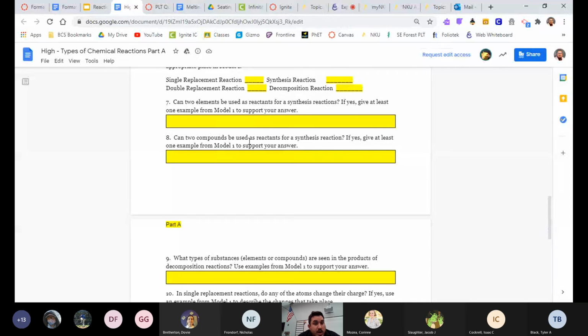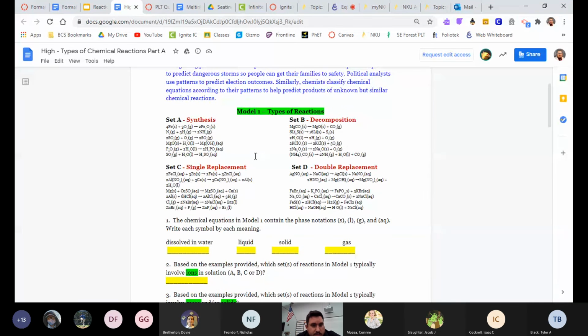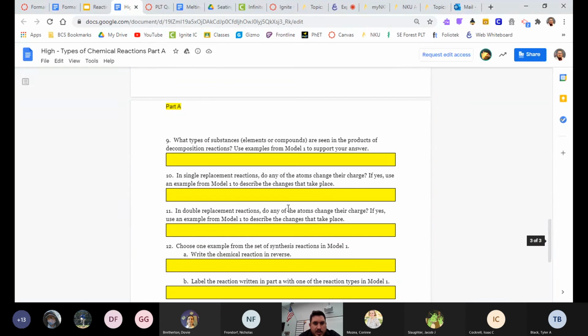Can two compounds be used as reactants for a synthesis reaction? Let's go back up here to synthesis. Can I have two compounds come together? Yeah, we got quite a few examples of those. We got 3 examples of compounds coming together. But remember, you're gonna have two small compounds, and they're gonna make a bigger compound. So that's a synthesis: two smaller parts make one big part. All right, let's go down here.